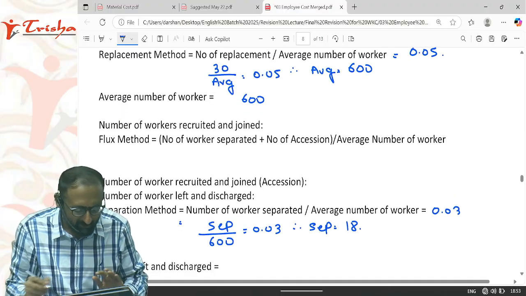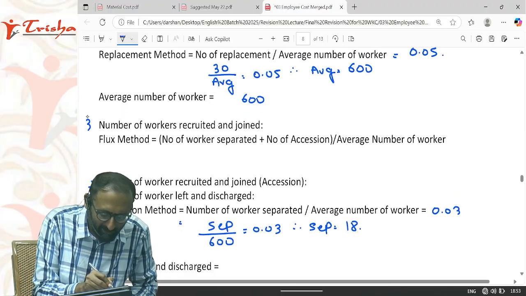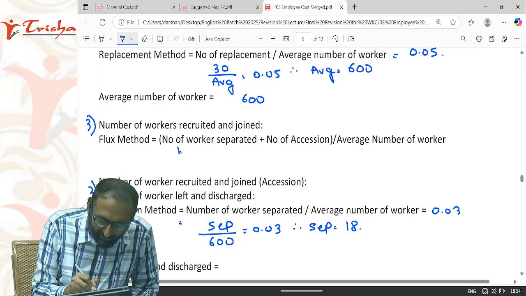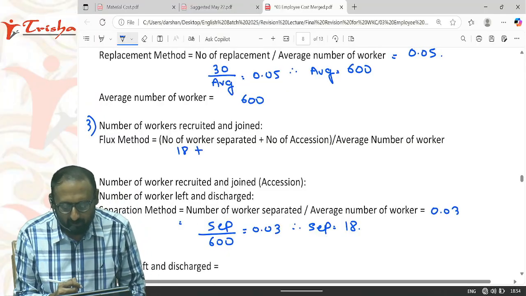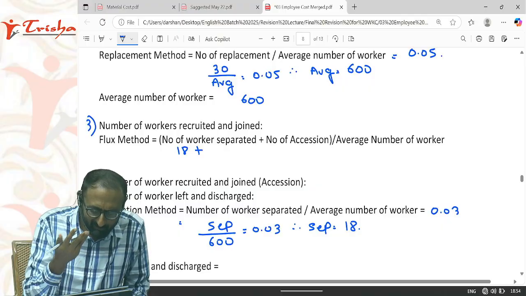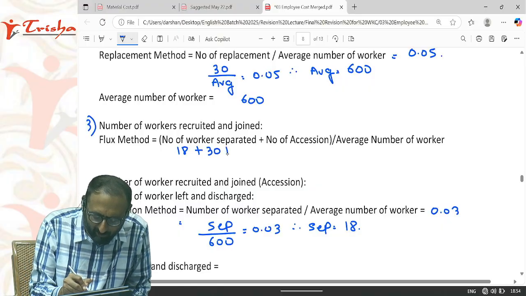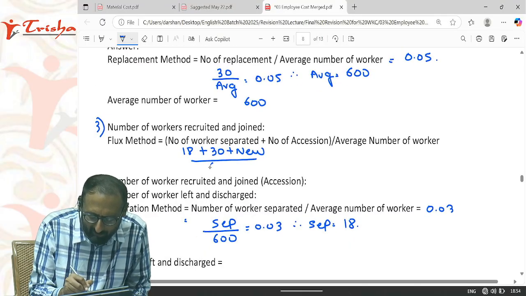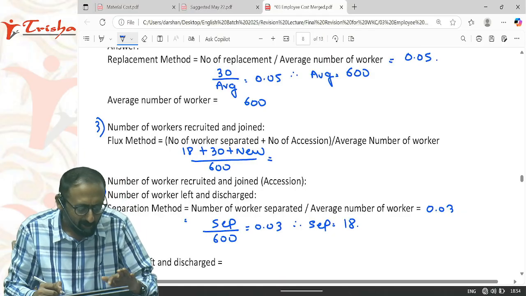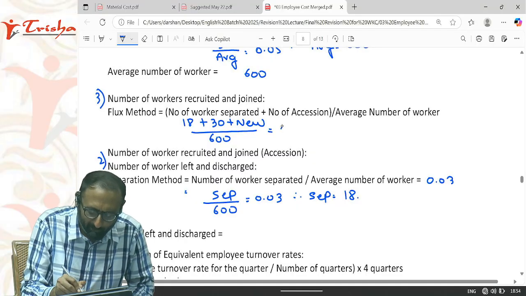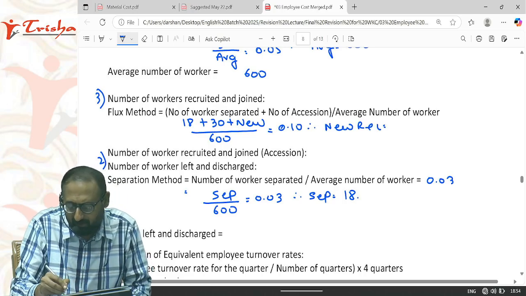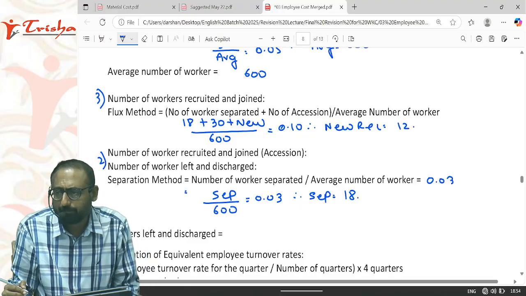Now this will be your third calculation, apply the flux method. The number of workers separated is 18. The number of workers replaced is 30. New recruitment we don't know, divided by the average number of workers 600 is equal to the turnover ratio under the flux method, given as 0.10. So new recruitment for expansion will be 60 minus 18 minus 30. Is it 12 new workers recruited?